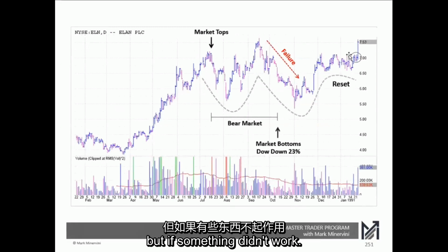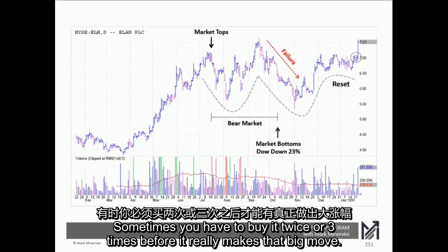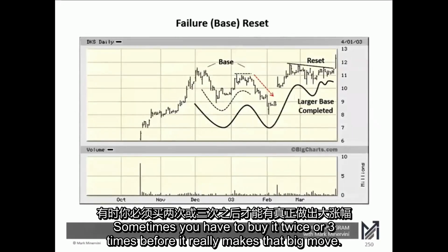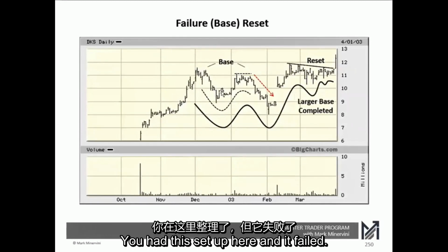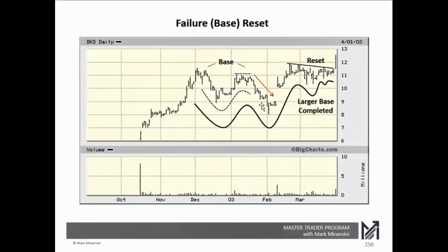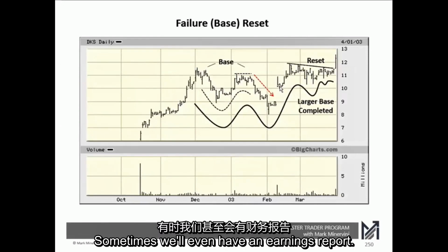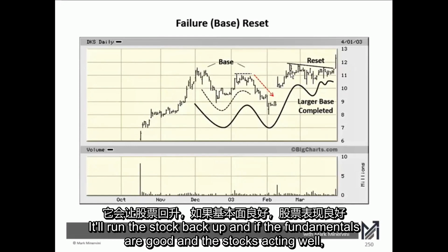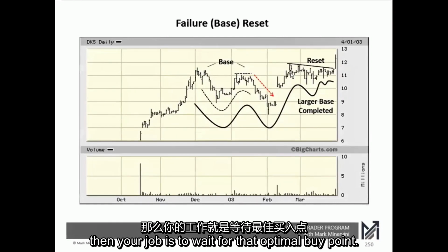But that's where if something didn't work, just don't forget about it and say, I hate this stock. Sometimes you have to buy it twice or three times before it really makes that big move. In this case of Dick's, you had this setup here and it failed. And now you had the guidance, right? Sometimes you'll even have an earnings report and it'll run the stock back up. And if the fundamentals are good and the stock's acting well, then your job is to wait for that optimal buy point.